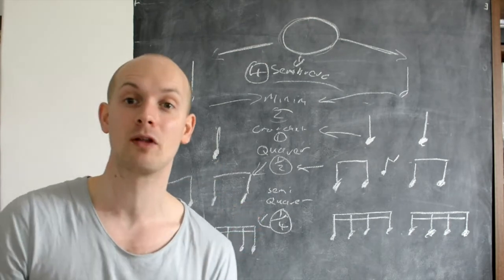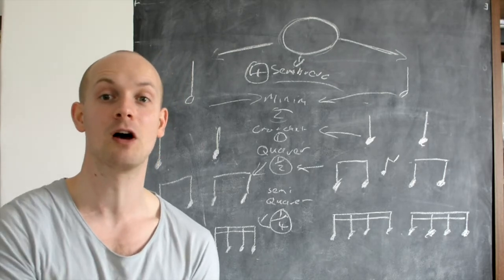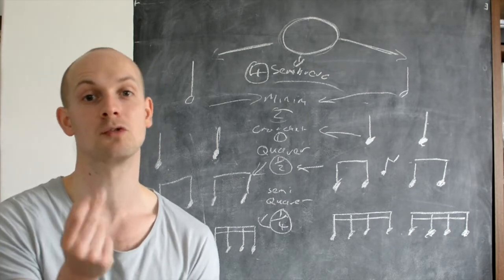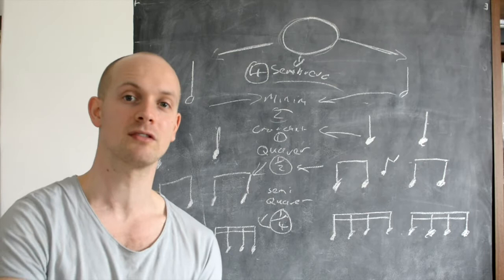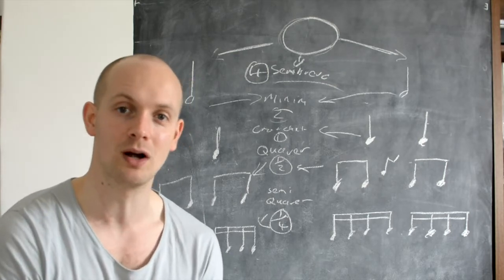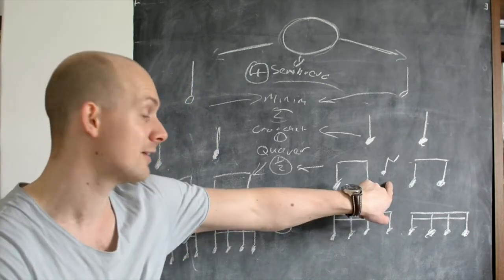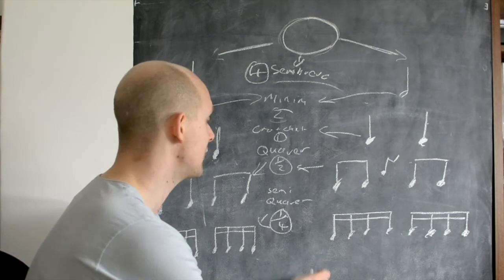The way we often count those, people have different ways. I count using 1 e and a, 2 e and a, 3 e and a, 4 e and a, 1 e and a, 2. It's whatever silly phrases work for you. But the point is there are 4 in a beat. Again, it's the same idea as this: they're often beamed together for ease of reading.